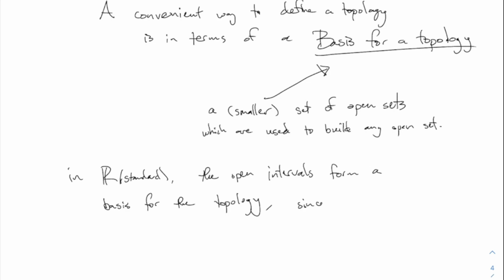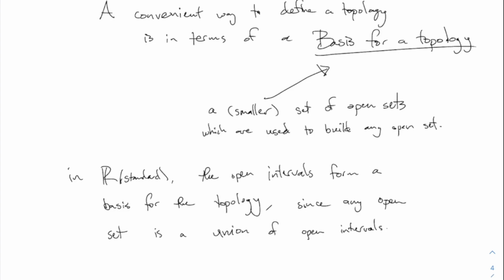This is because any open set in R in the standard topology is a union of open intervals. This is a true fact from analysis. This is the idea of what it means to be a basis for a topology. It's some kind of smaller bunch of open sets. They're not the only open sets, but all the other open sets you can make by unions of the basis open sets.